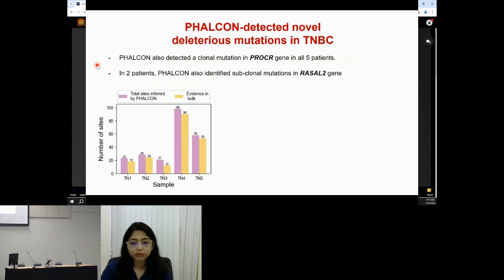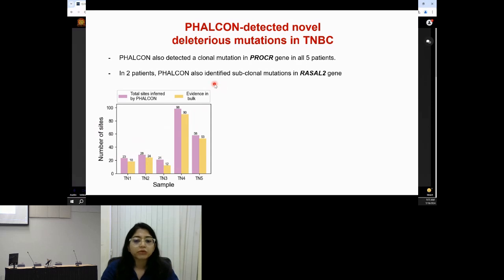The first one is TNBC, which is triple negative breast cancer, mostly known to be the most heterogeneous type of cancer. And we are able to orthogonally validate the somatic mutations that are inferred by PHALCON using the bulk sequencing data as well. And you are seeing that the majority of the sites that are inferred by PHALCON are also orthogonally validated by the bulk data.